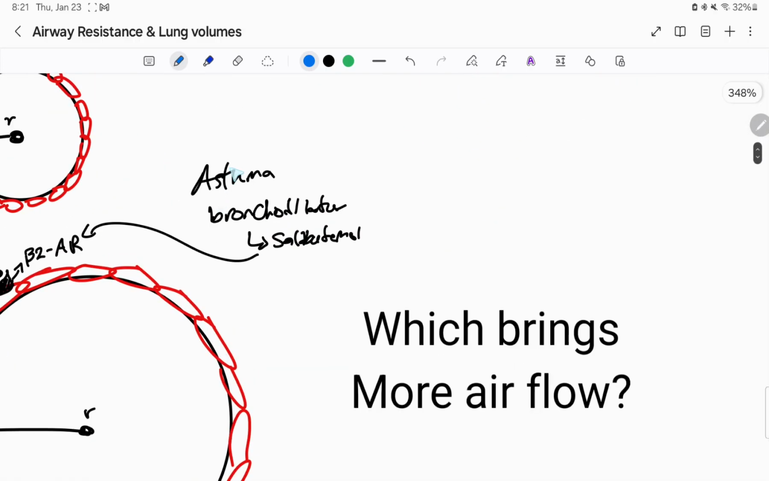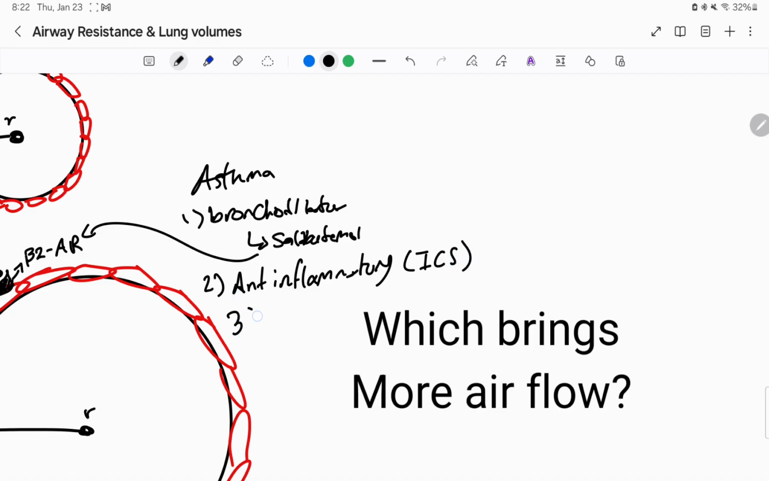And people with asthma, one of the treatments can be giving them bronchodilators, okay? Another kind of treatment for asthmatics would be, for example, giving them anti-inflammatory drugs. Why? Because again, it stops, for example, the release of histamines and stuff, which can actually cause airway constriction. And this could be things like inhaled corticosteroids. Another one would be giving things like leukotriene inhibitors.